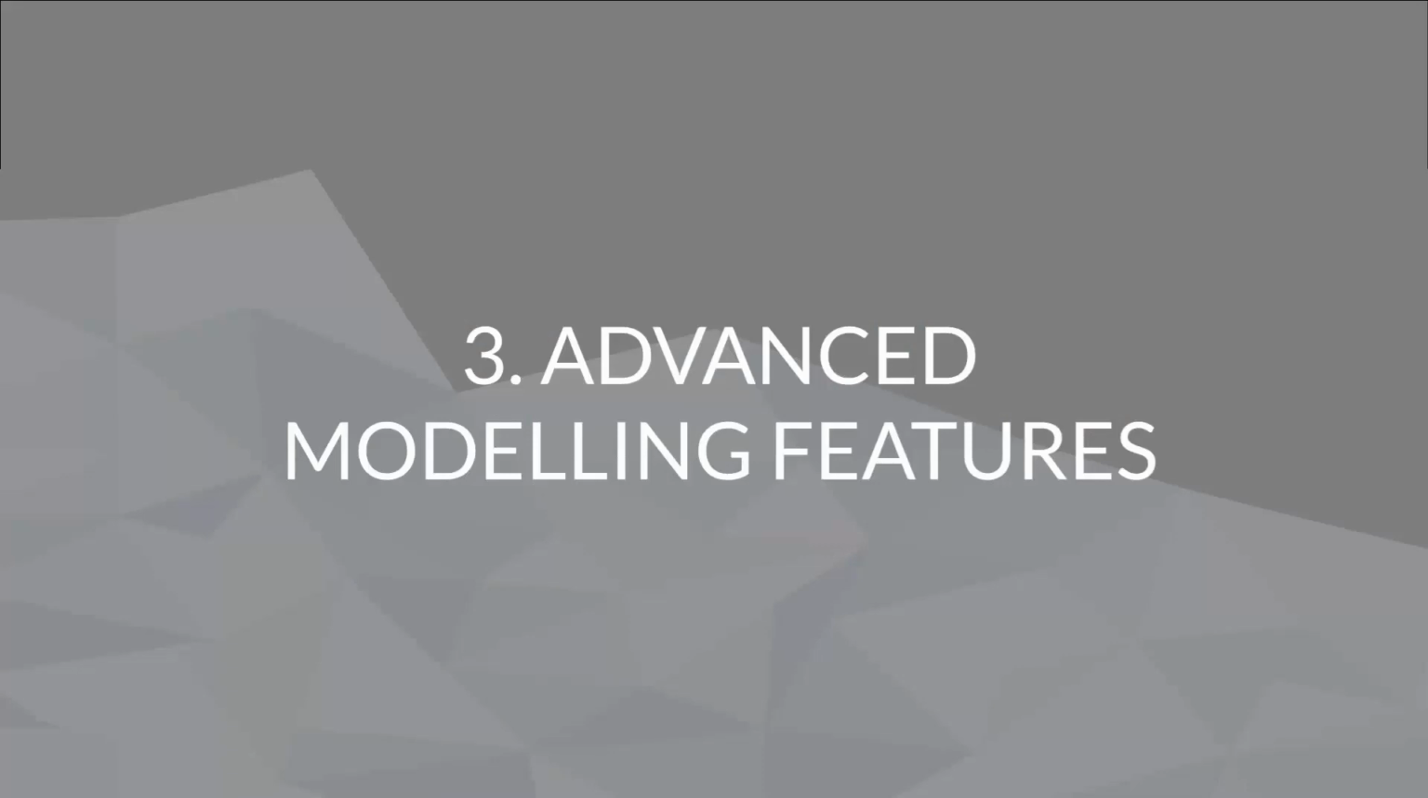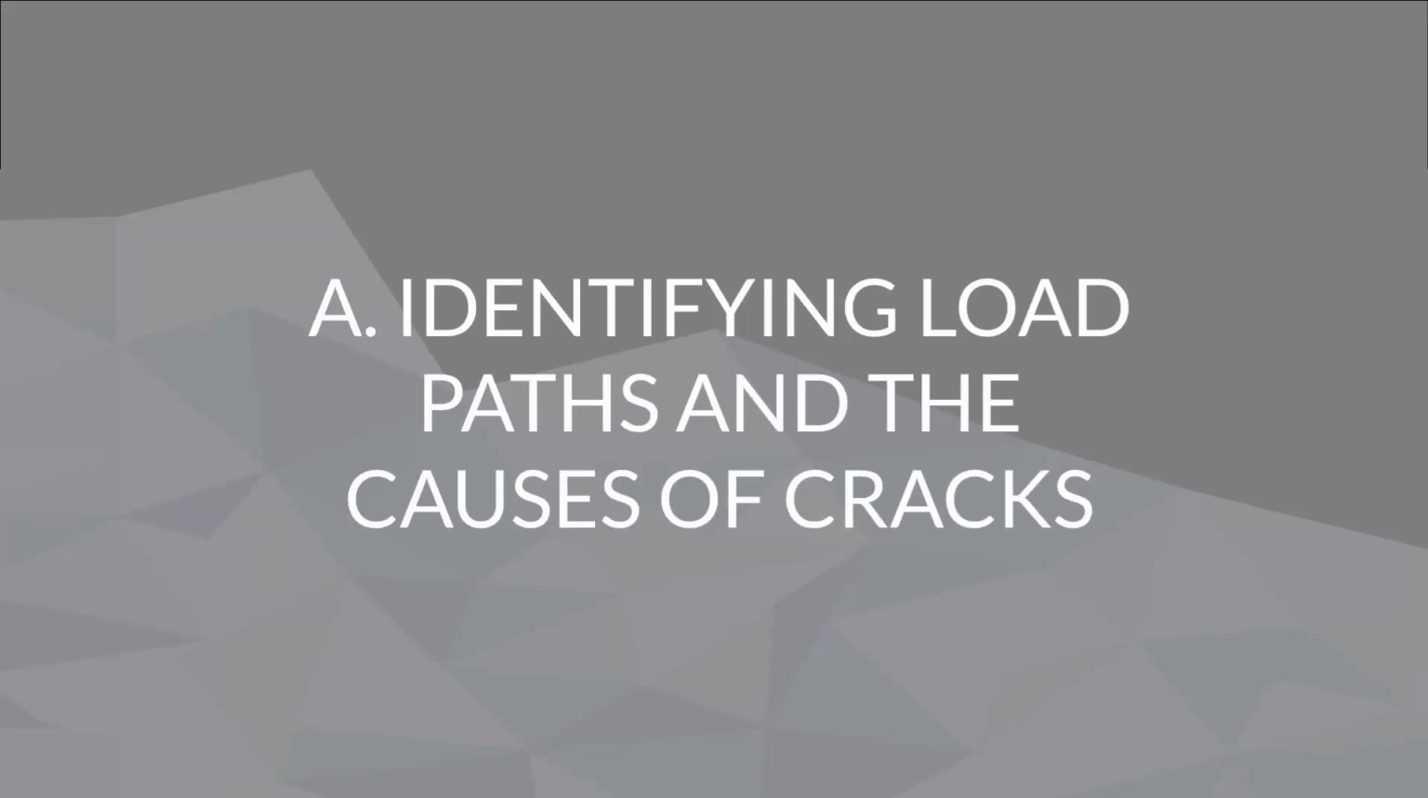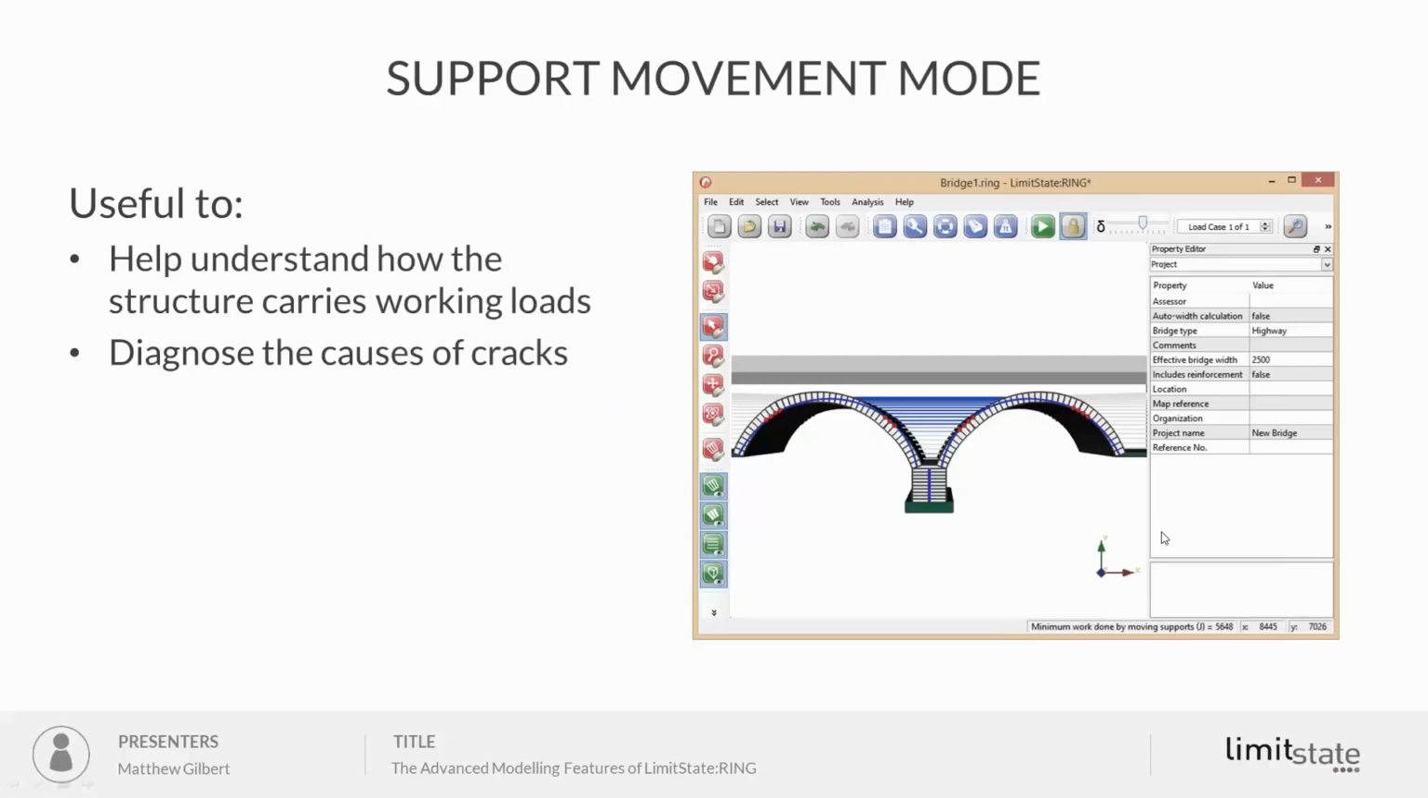Okay, so then move on to the meat of the webinar today, advanced modelling features. The first one that I'm going to focus on is identifying load paths and the causes of cracks. And to do that, I'm going to use the limit state ring support movement mode. So support movement mode basically allows us to do two linked but separate things. One is to understand how the structure works under service loads, and secondly, it can help us diagnose the cause of cracks.